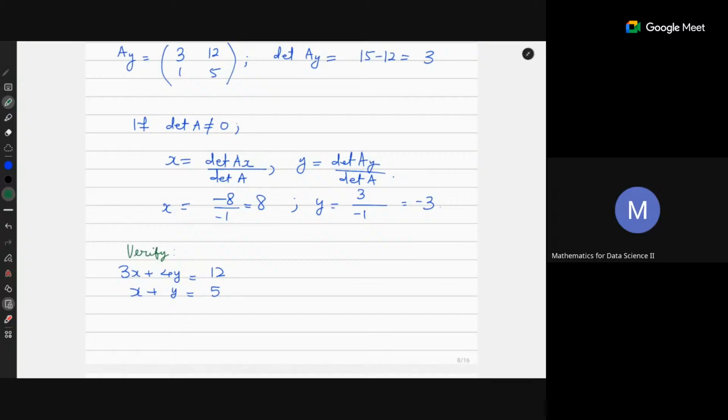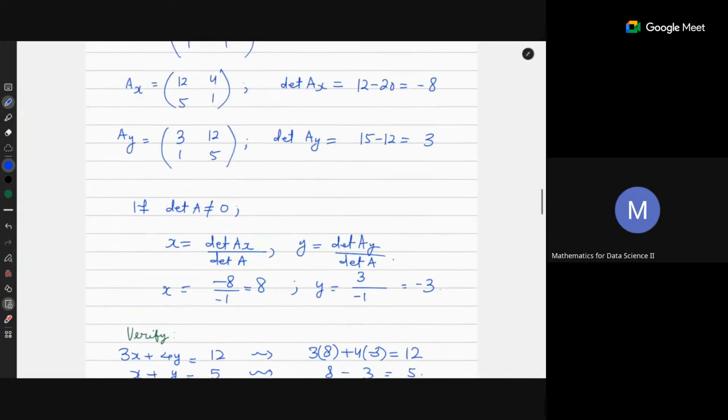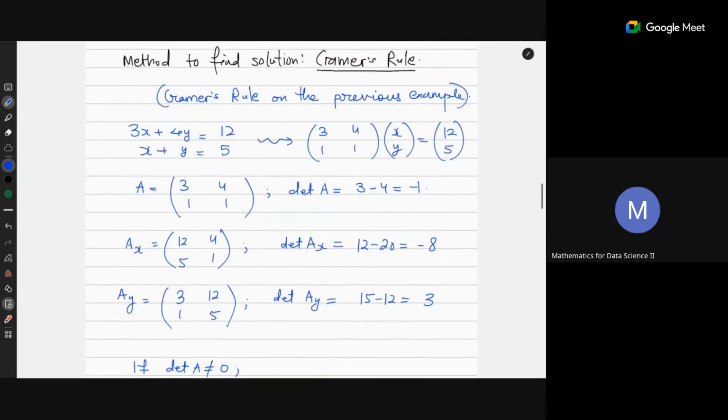So let's verify. 3 times minus 8 plus 4 times minus 3 is 24 minus 12, which gives me 12. And sorry, 8 minus 3 gives me 5. Okay, so it is satisfying the right hand side. All right, so this is the method of Cramer's rule.